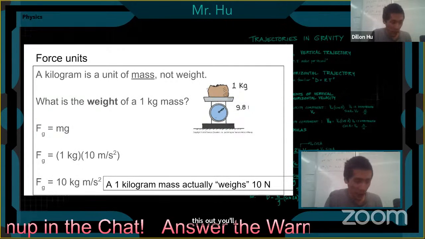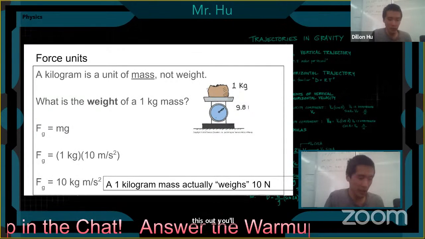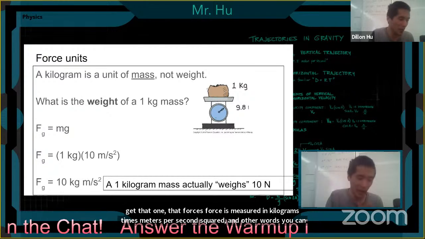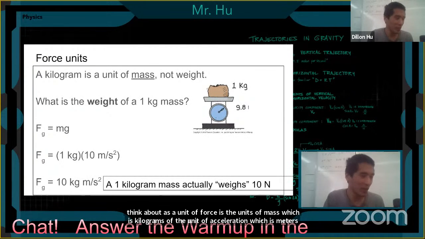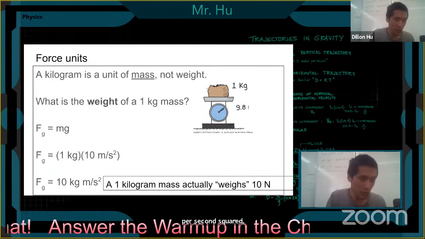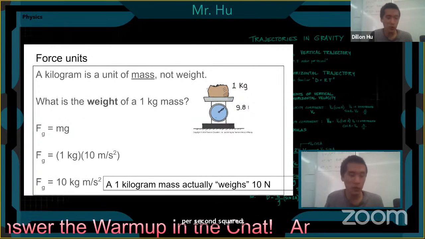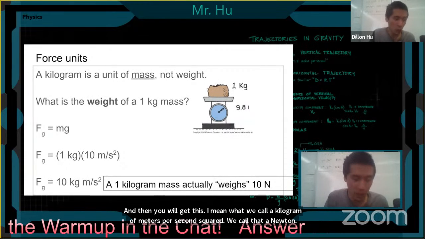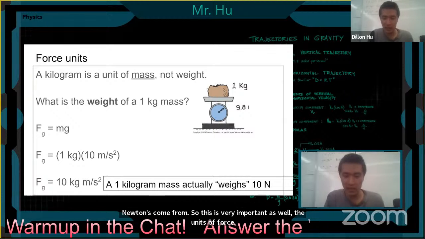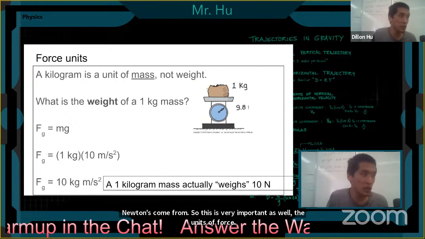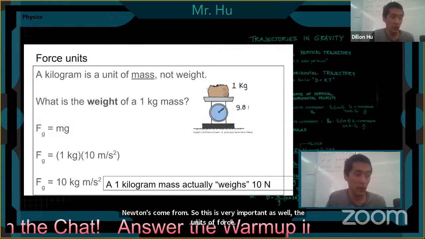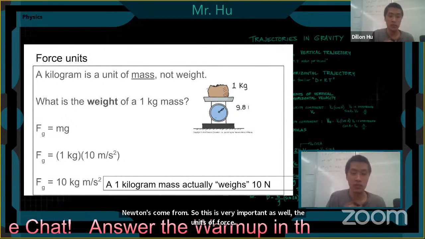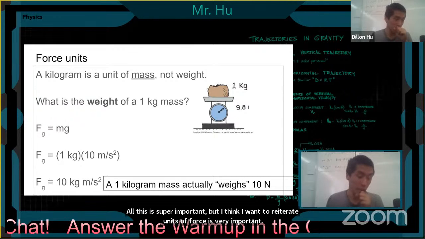The units of force are very important. Newtons are the units of force, and 1 Newton is 1 kilogram times meters per second squared. If you are ever unsure of what a Newton means, remember that force is equal to mass times acceleration. As long as you know the units for mass and the units for acceleration, if you multiply the two, you will get the units for force: Newtons, which is kilograms times meters per second squared.